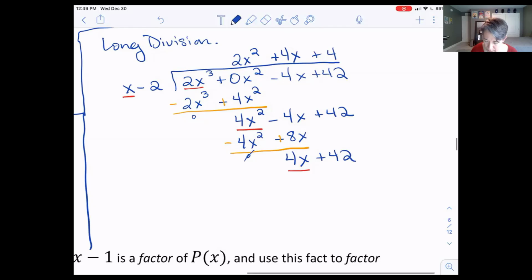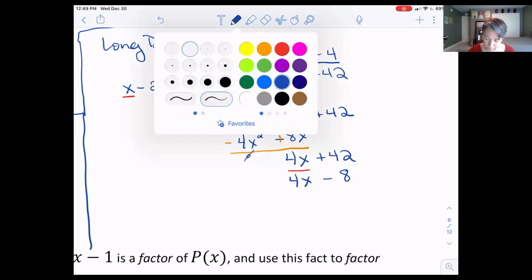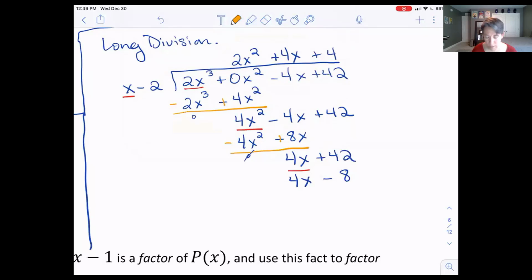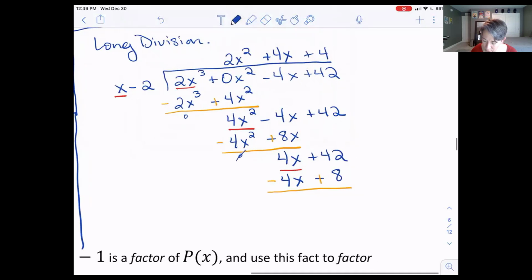4 times the x gives us a 4x. 4 times negative 2 gives us a negative 8. And then we subtract by distributing a negative to the bottom. So we change the sign, draw the line, and when we combine, we get a remainder of 50 again. So 50 over x minus 2.